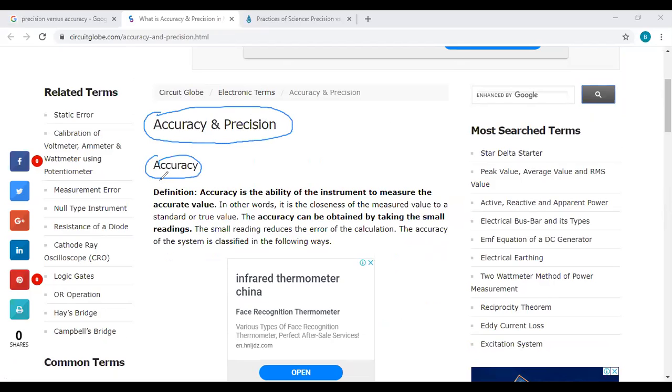Everybody should write this definition from where I have marked. Can you read what is accuracy? Accuracy is the ability of the instrument to measure the accurate value. In other words, it is the closeness of the measured value to the standard or true value. What you need to do is write this paragraph.